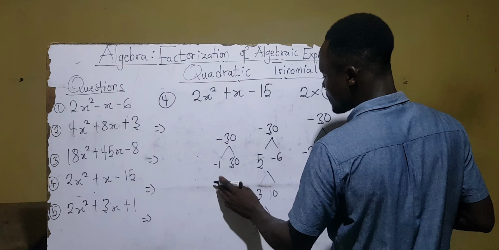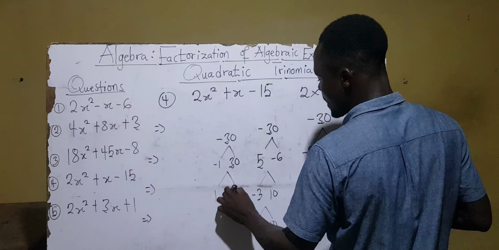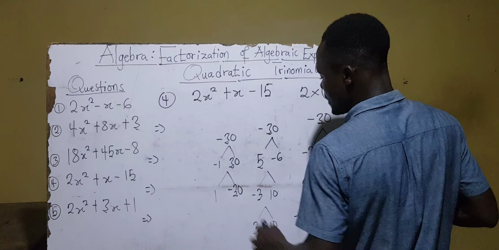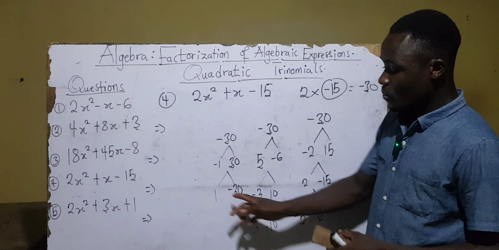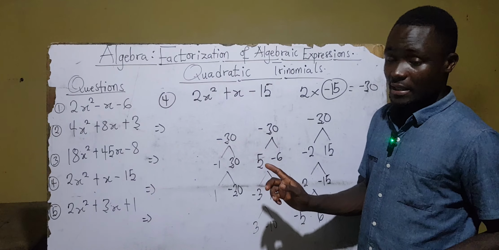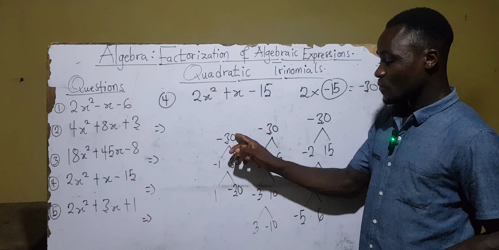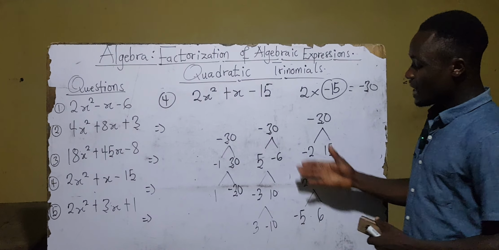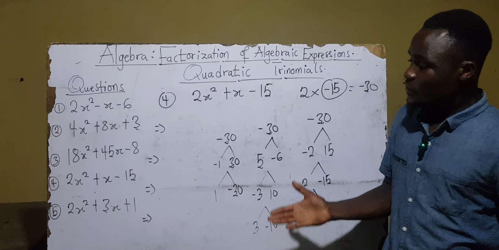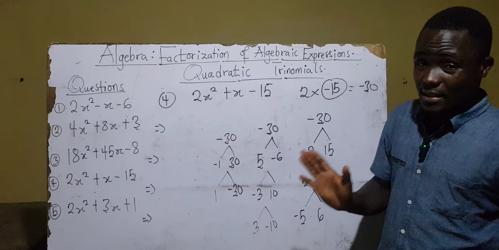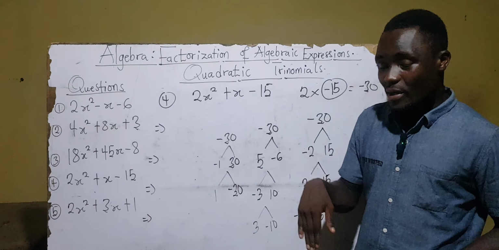I can also have 1 and negative 30, because if I multiply 1 times negative 30 it will give me negative 30. Negative 1 times positive 30 will give me negative 30. All right, so after identifying the factors, we are going to consider the coefficient of the variable x over here.